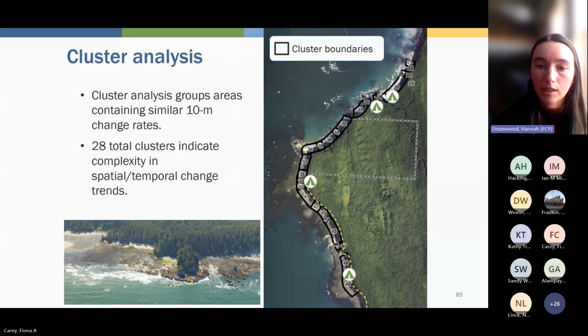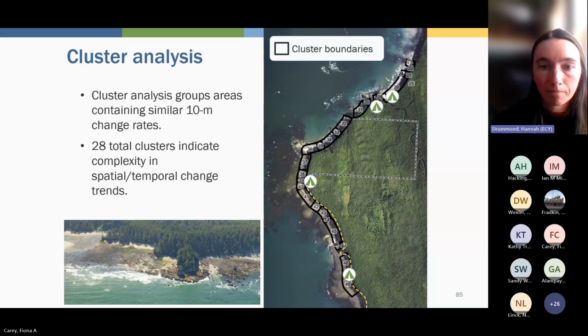So to make a little bit more sense of this, we did what's called a cluster analysis, where we were grouping together these 10-meter space transects into groups, transects that were showing similar rates. And we ended up with 28 total clusters. By contrast, we did the same thing up in Makah Bay. It was the same alongshore length, and we ended up with only 12 clusters. So right away, we know that this area has a lot of complexity compared to some of those sandier beaches.